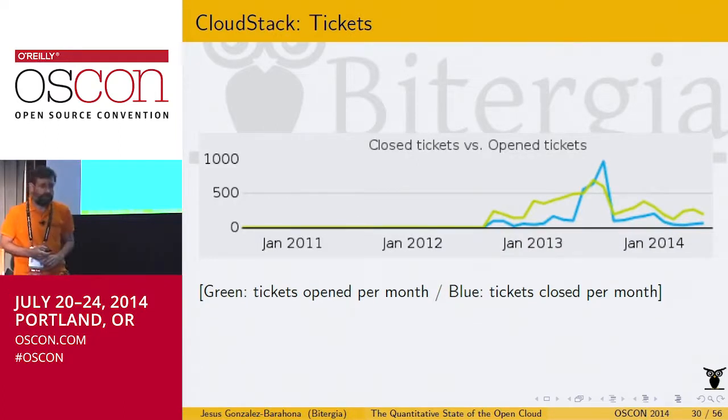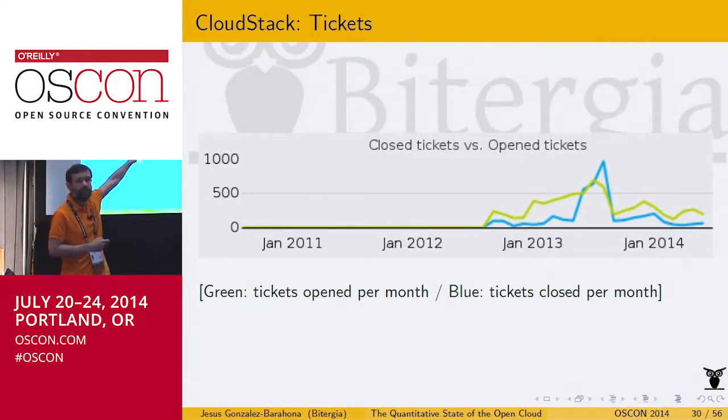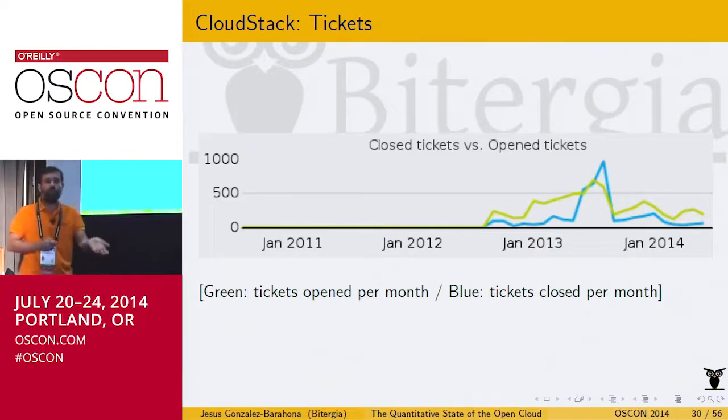This is CloudStack. Here you have a similar thing. You can follow the two lines. The interesting thing here is that green lines are tickets opened. Blue is tickets closed, remember. So you can see that difference, right? That's the difference between what has been opened and what has been closed. It seems that from time to time they have a spike like that one, which is basically closing more tickets than were opened during that period.